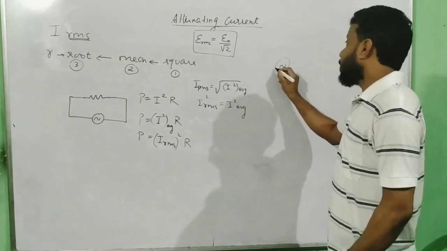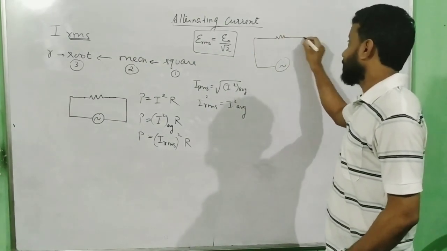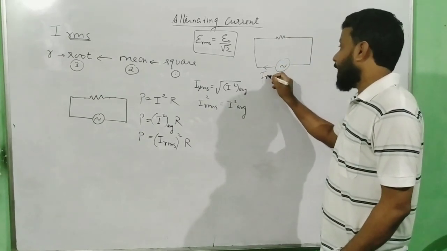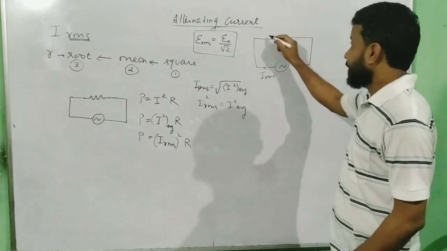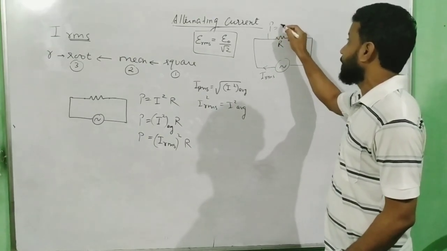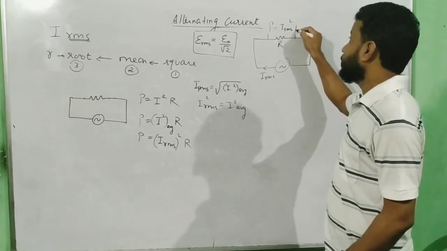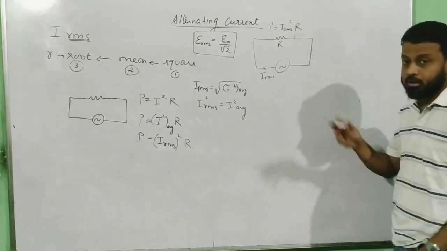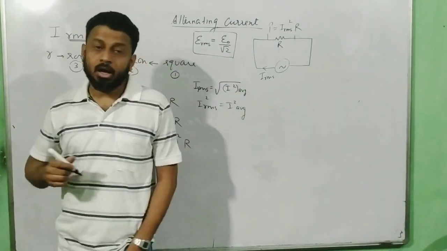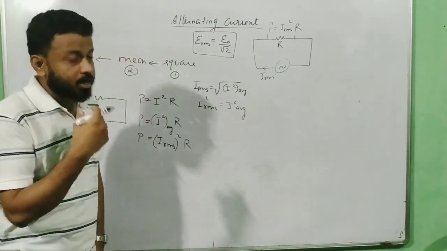If I have an alternating supply, and let us say over one average cycle I RMS current has flown through it, then across the resistance it will create a power, and that power will have a value of I RMS square R, or the rate at which the energy is supplied will be equal to I RMS square R. Now why do we need to know RMS?